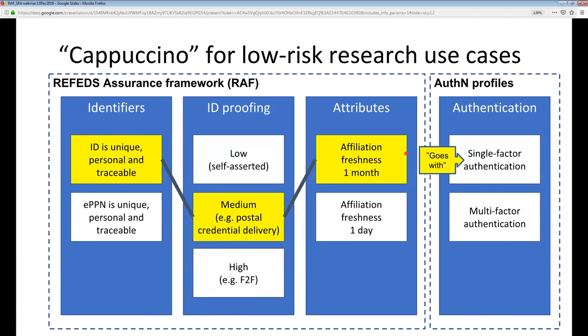And that is an extra value in the REFEDS Assurance Framework the IdP releases to a service provider. And the service provider can observe only this value if it thinks the Cappuccino is enough for their needs. And it is proposed to use this Cappuccino value together with the SFA profile.